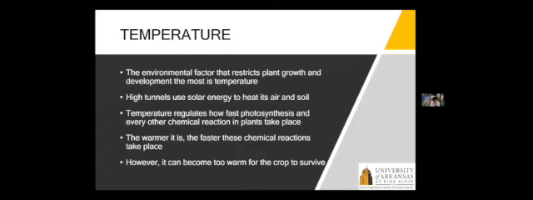So the temperature is what regulates how fast photosynthesis and every other chemical reaction in our plants takes place. That is what makes temperature important, because if you're not regulating your temperature, you slow these processes and then your plants are struggling to grow. The warmer it is, the faster these chemical reactions will take place. However, it can actually become too warm for your crop to survive. And like I said, we've seen firsthand where it became too warm for our crop to actually produce fruit.